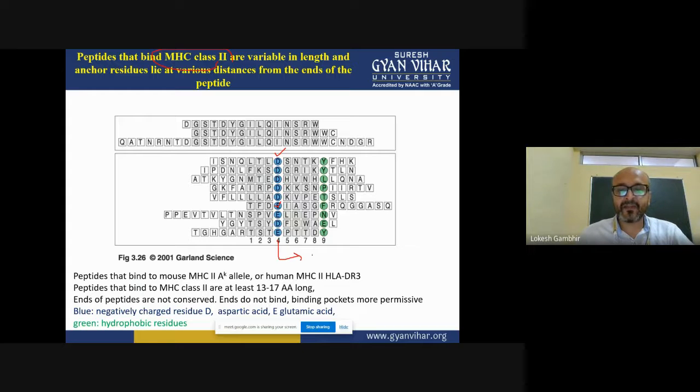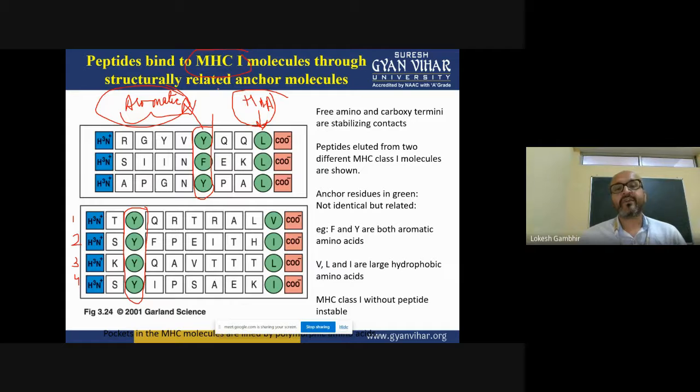So the acidic amino acid, and again the hydrophobic residues, are required if an antigen has to bind to the cleft of class 2. So for class 2, we require the antigen to have a stretch of acidic amino acid and hydrophobic amino acid, whereas for class 1, it should be aromatic and hydrophobic amino acid.